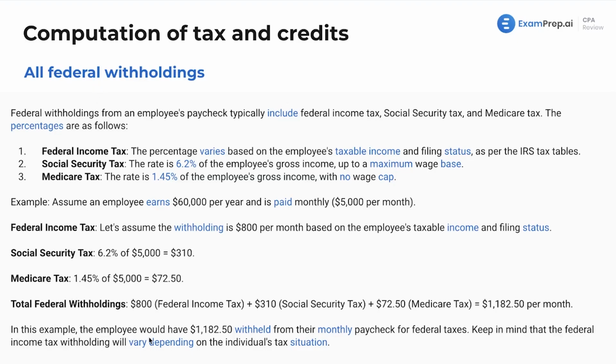Now, in this example, the employee would have this amount withheld from their monthly paycheck for federal taxes. Now, keep in mind that the federal income tax withholding will vary. If you are a higher income earning individual, you're probably going to see a higher withholding. Which is how it works. We've got our marginal tax brackets.